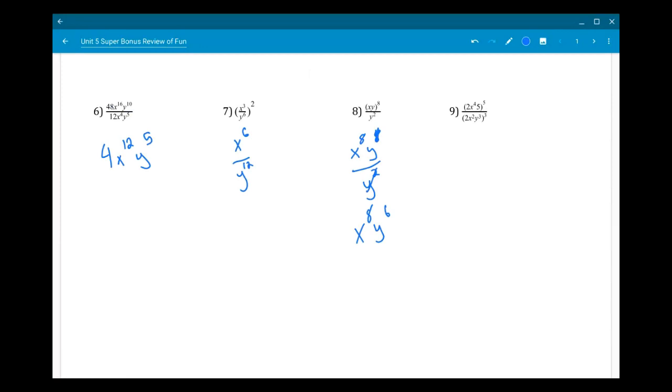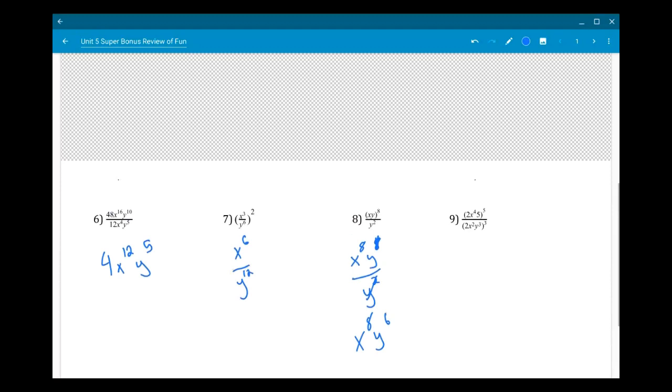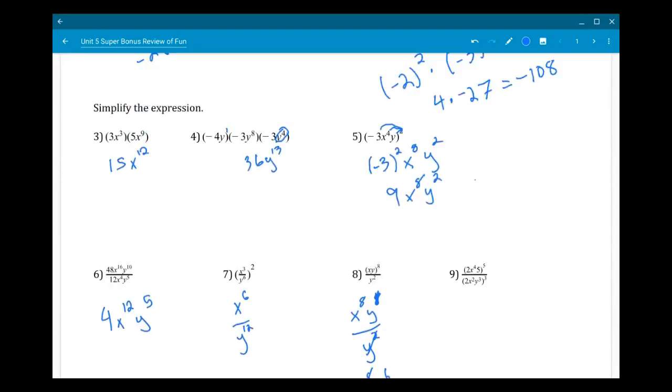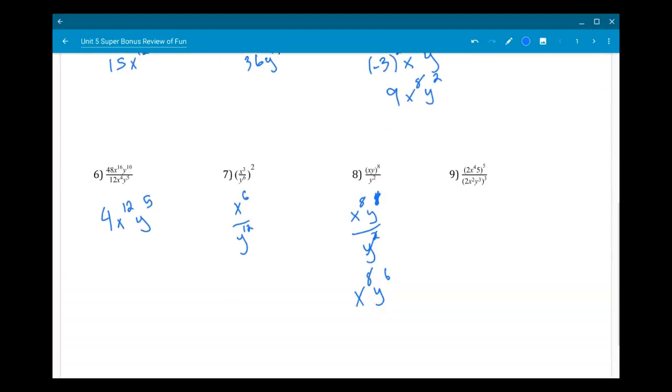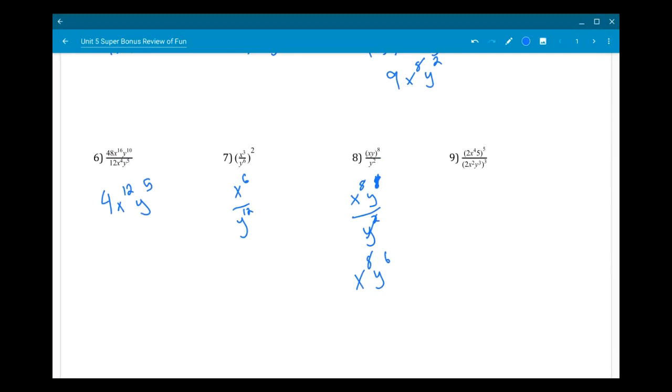Number 9 is then asking you to put together what we did in number 5 with what we did in number 6. So you're going to distribute the exponents first, and then after you distribute the exponent, you're going to have to then subtract exponents, okay?